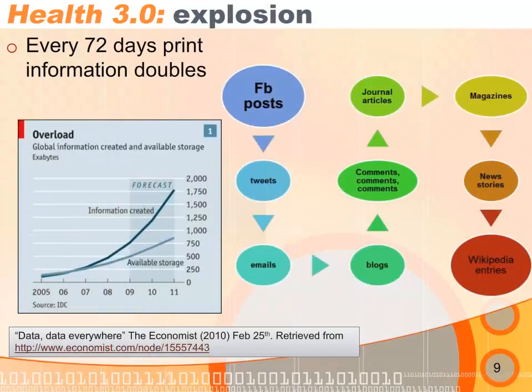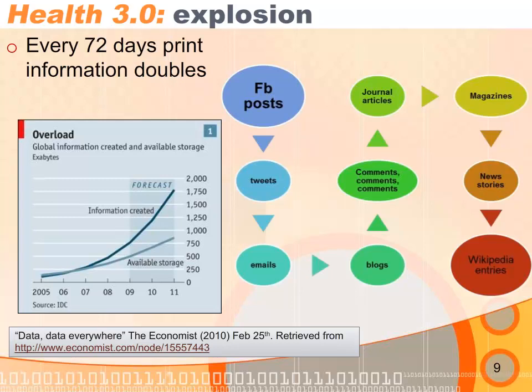Now let's look at some issues that are affecting Health 3.0. One of those issues is the information explosion. Every 72 days, print information doubles. To put this into perspective, think of all the print information available right now.